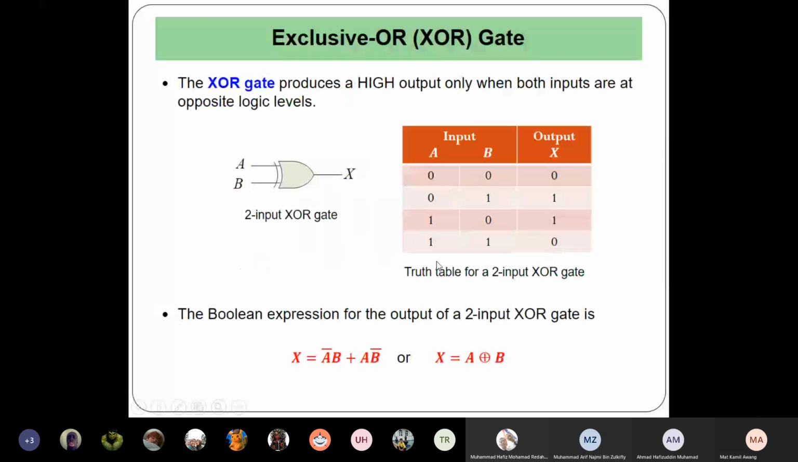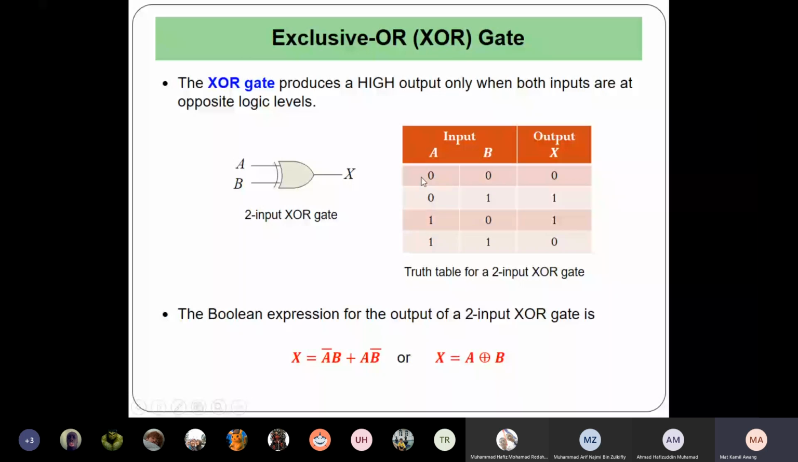Exclusive OR. Exclusive OR gates produce a high output only when both inputs are at the opposite logic level. So the symbol is actually, you have this curved line here. So this is actually the XOR gate symbol, A and B, and X is the output.